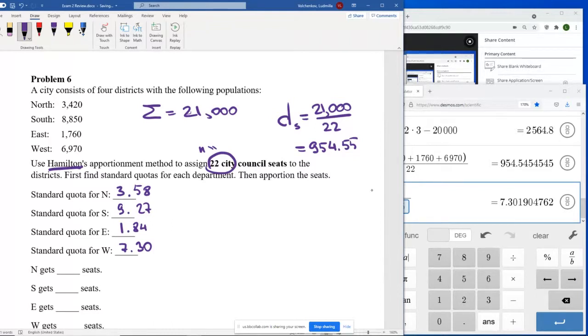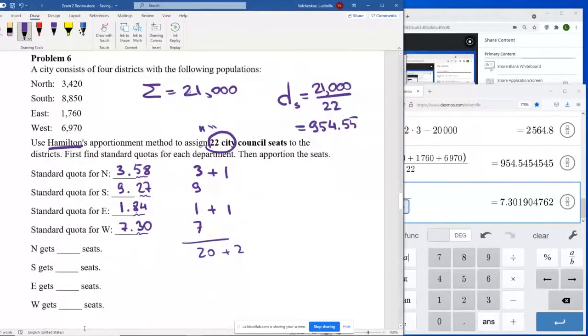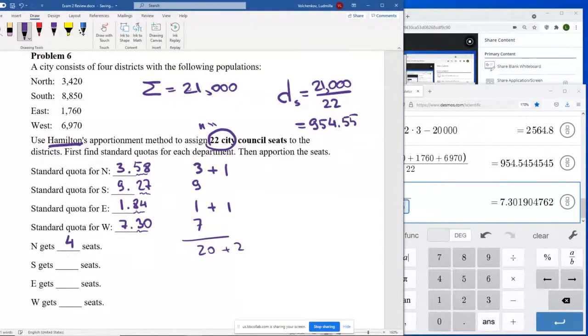We first assign integers, or lower quotas: 3, 9, 1, and 7. Let us add them together. What's the sum? The sum is 20. So we have 2 extras to assign. Let us look at the decimal parts: 58, 27, 84, and 30. The largest is 84, plus 1 to East. And we need to assign the second one. The second greatest is 58, plus 1 for North. So the apportionment is 4, 9, 2, and 7.